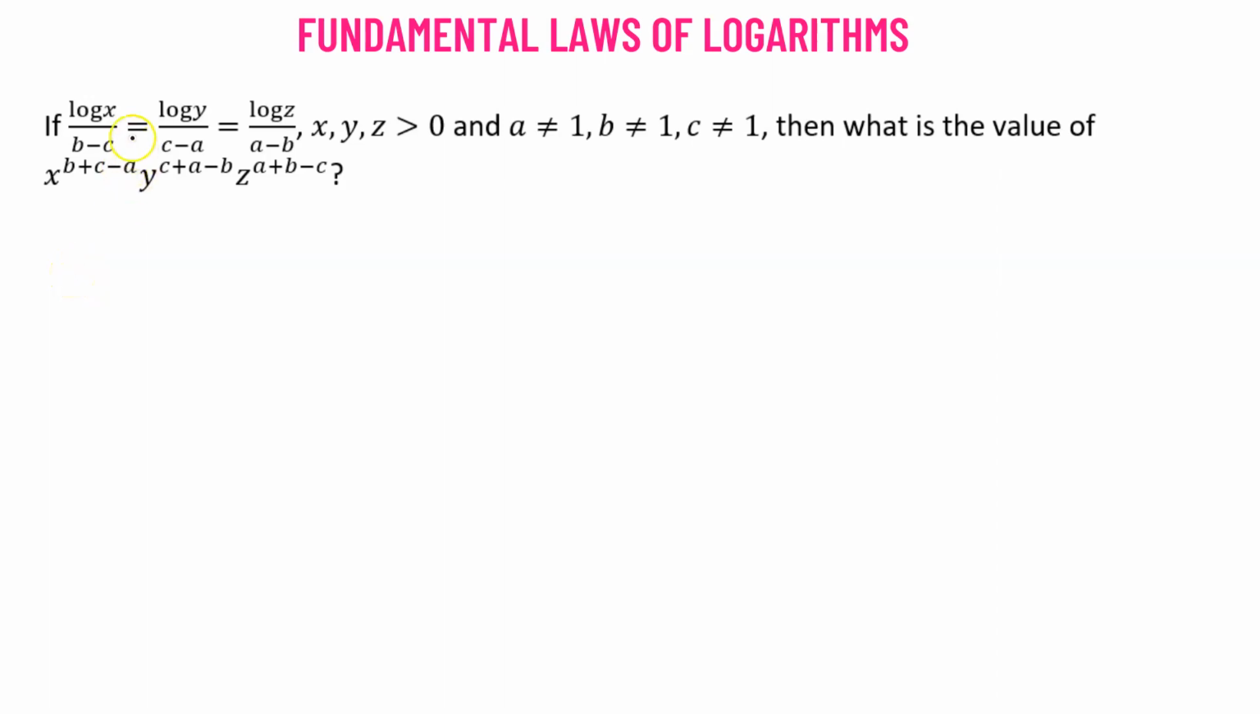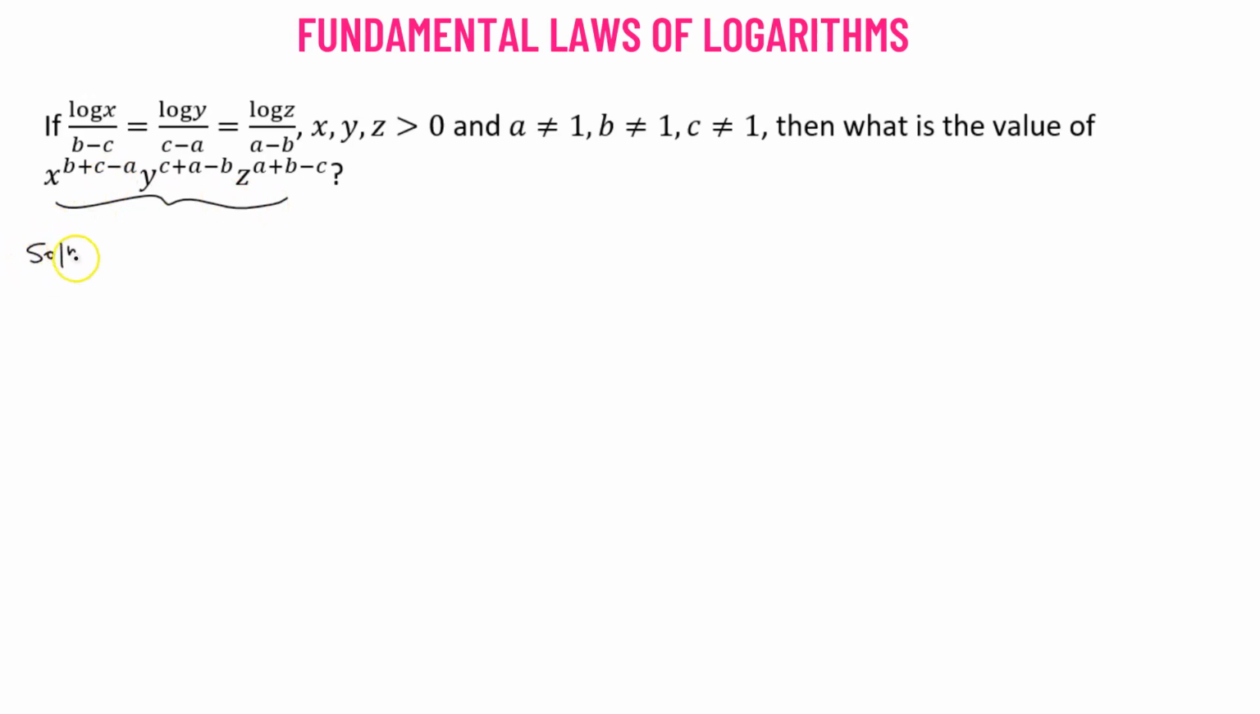So here we are provided that log of x divided by b minus c equals log of y divided by c minus a and log of z divided by a minus b. Here x, y and z are all positive numbers and a, b and c are not equal to 1. Using these facts, we need to find out the value of this particular expression.